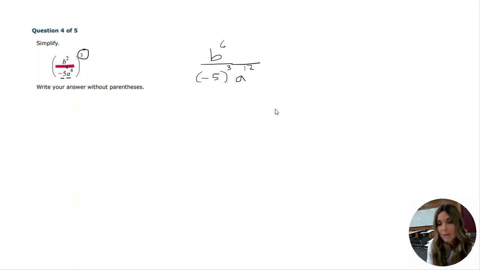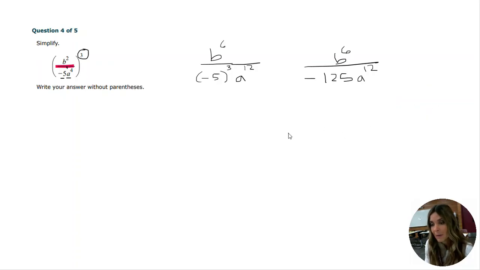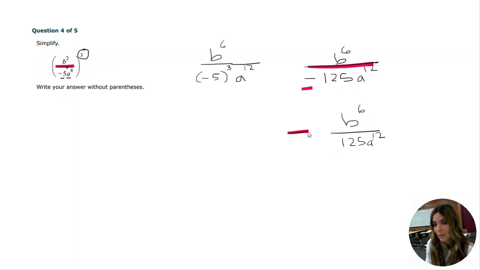Okay, now from there we can only simplify the negative 5 to the third. So negative 5 times negative 5 times negative 5 is negative 125 a to the 12th on the bottom, and then we have b to the 6th on the top, and then this is as simplified as we can get. And then remember that you could also write this answer as negative b to the 6th over 125 a to the 12th, because if you have a positive divided by a negative, then that is going to give you a negative answer.